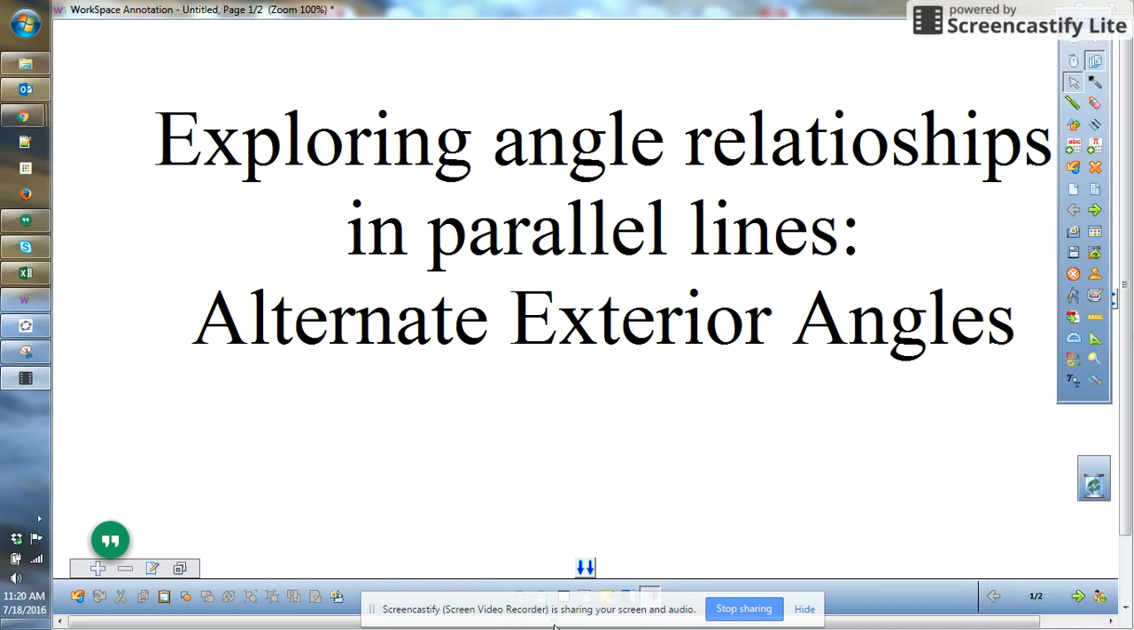Today we're going to be talking about alternate exterior angles. Alternate means that this is going to be one of the angle relationships that happen with parallel lines when you cut them with the transversal. Now, I'll show you what I mean in the next screen.